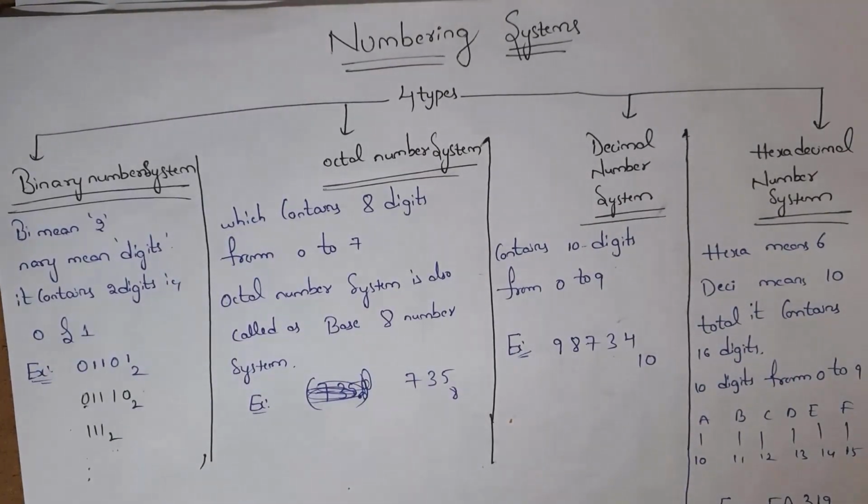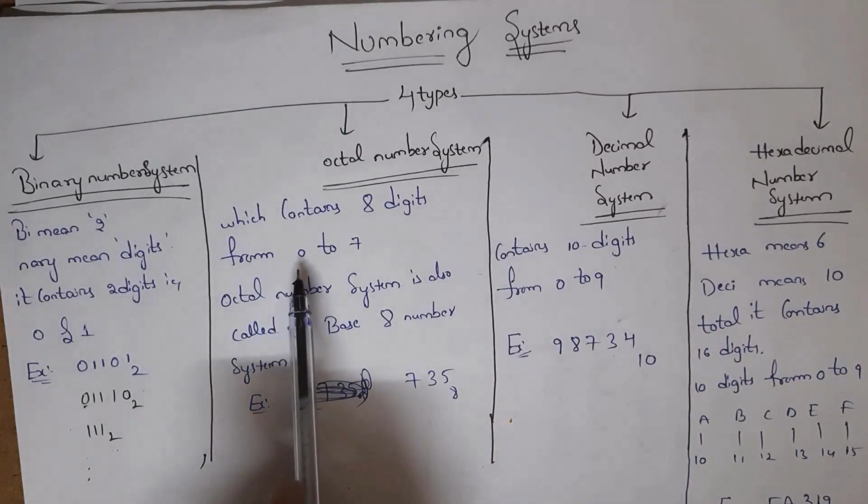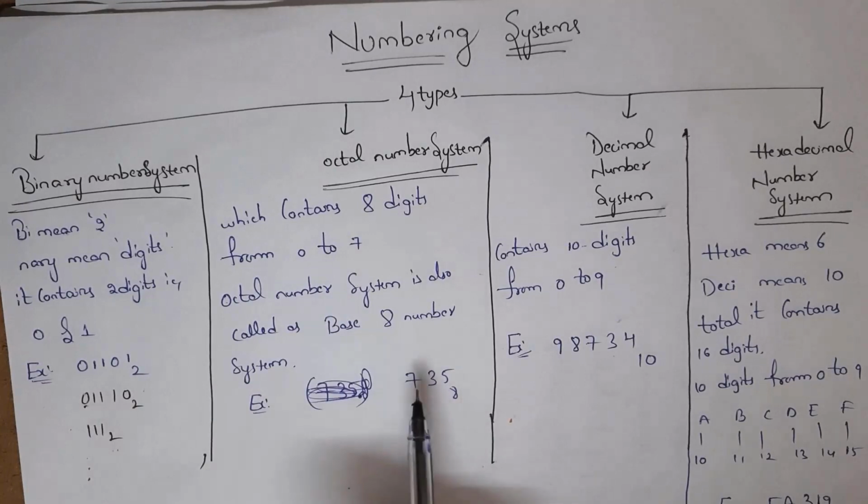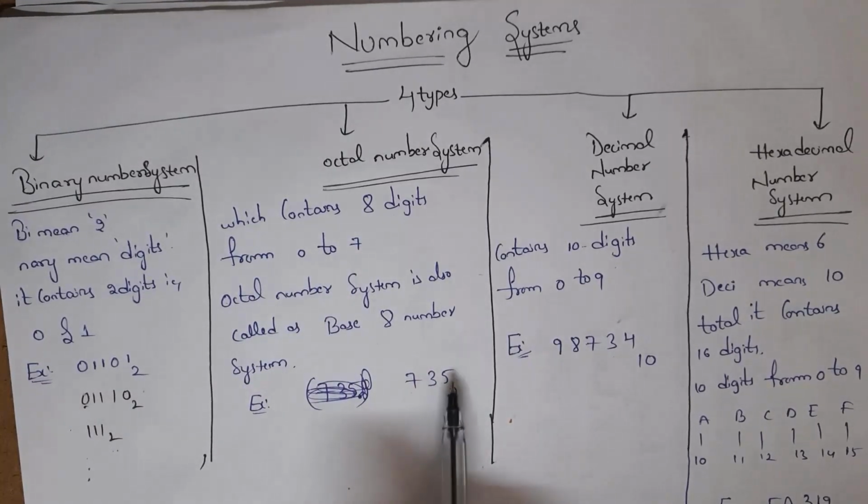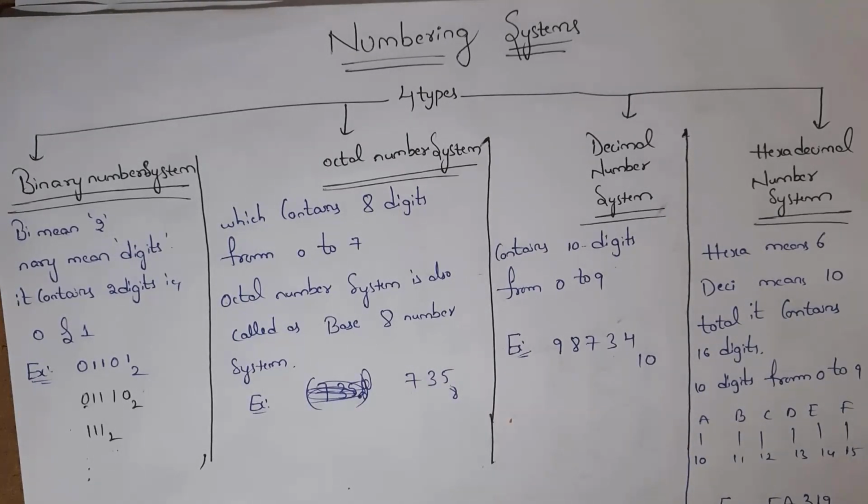Next one is octal number system. Octal mean 8. So octal number system contains total 8 digits from 0 to 7. We also call this octal number system as base 8 number system. This is an example of octal number system. Octal number system contains numbers from 0 to 7. So it contains number from 0 to 7, that is 735. These numbers are in between 0 to 7. So we call it as octal number system. Here you need to write base 8.